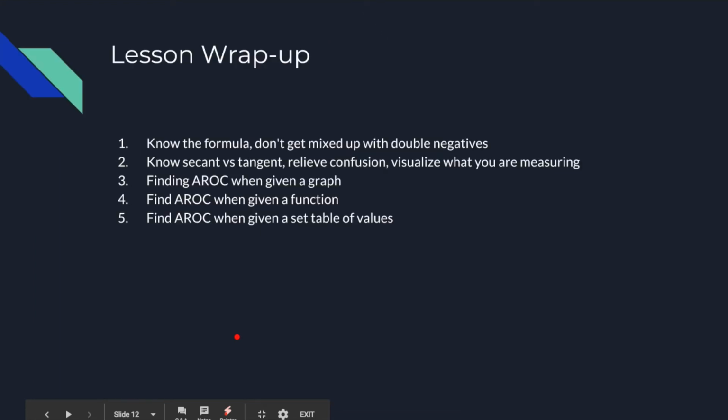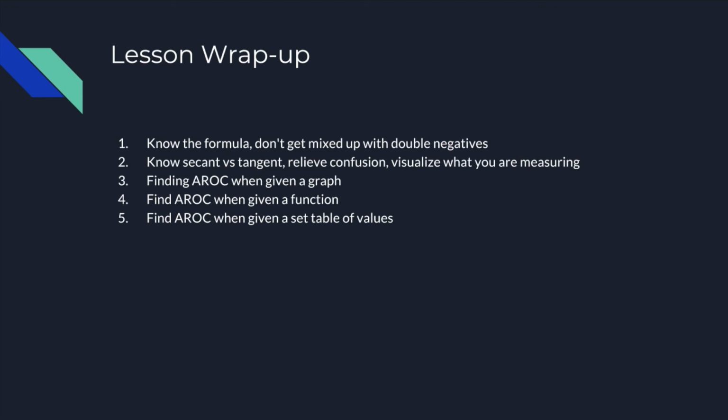Okay, you need to know the formula and you need to memorize it. And you need to relieve yourself of the confusion by remembering that the first y value is subtracted from the second y value. And with the x values laid out in the intervals, you subtract the first x value from the second. And you do not want to get mixed up with double negatives.